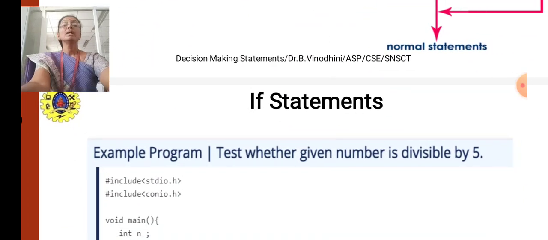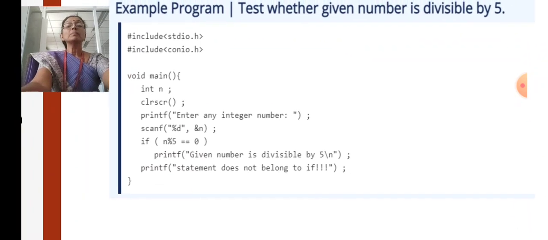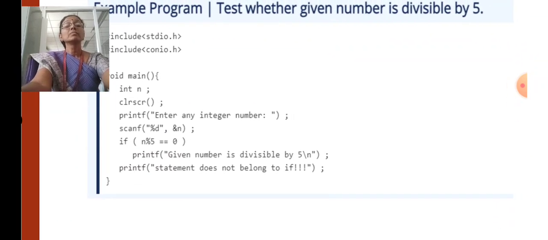If it is false, the flow goes to the normal statements. For example, consider testing whether the given number is divisible by 5 or not. This is the program. What is the logic to find whether the given number is divisible by 5? Whenever we divide that number by 5, the remainder should be 0, which means the number is divisible by 5; otherwise it is not divisible by 5. This is the logic behind the problem statement.